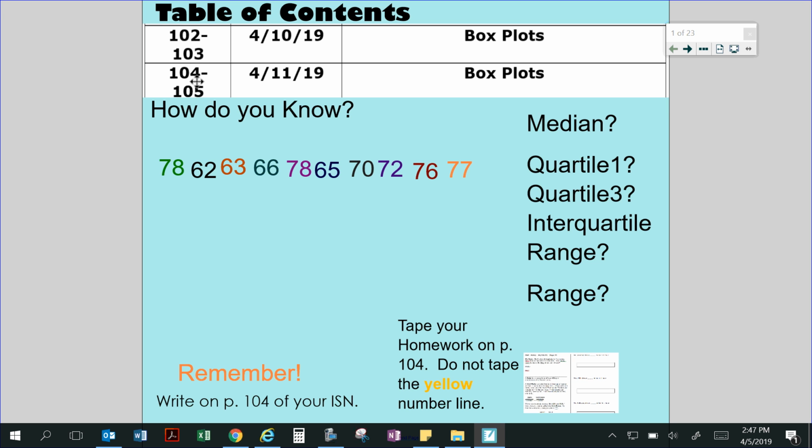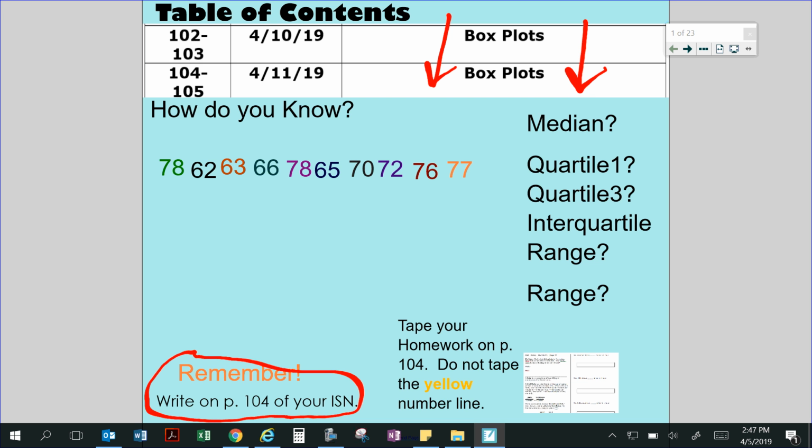Today we are working on pages 104 and 105. Today's date is 4-11, and we are working on box plots. To save yourself time, draw an arrow going down. It does take 3 days to learn this topic. You're going to do this warm up on page 104 of your notebook.